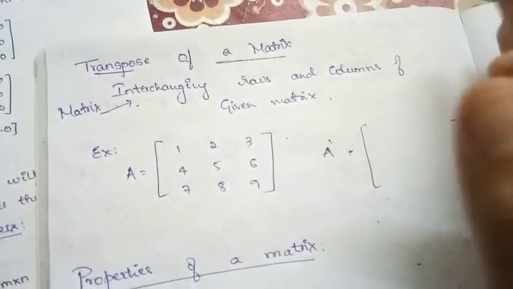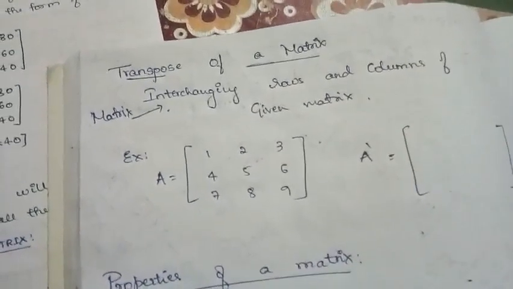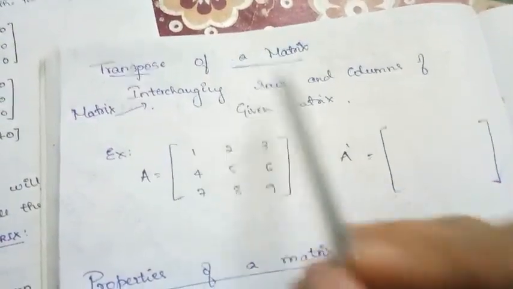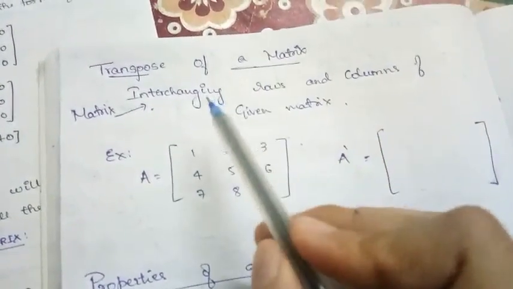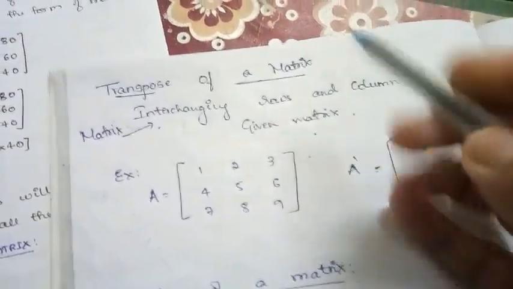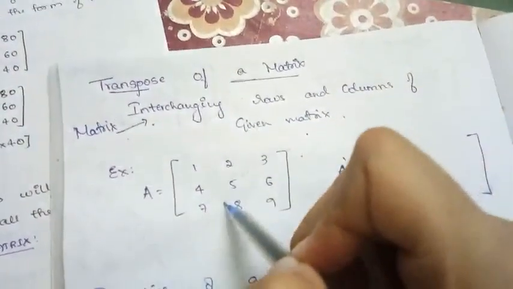Hi guys, let's move to the next section of the matrix, that is the transpose of a matrix. So what is the transpose of a matrix? It is very simple. It is just interchanging the rows and columns of a given matrix. The matrix which is obtained by interchanging the rows and columns of a given matrix.